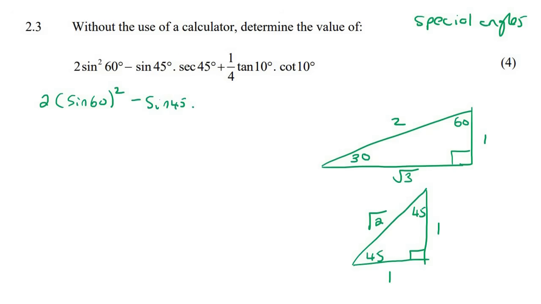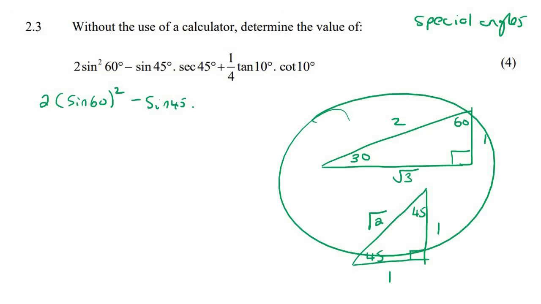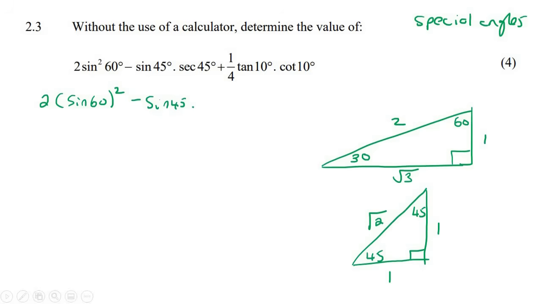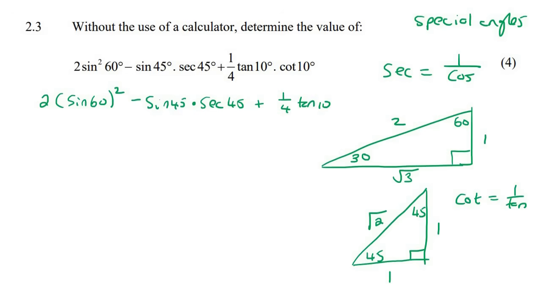Sec 45. Now we don't have sec on these triangles, because we usually just use sin, cos, and tan, but you must remember that sec is 1 over cos. Okay, so sec is 1 over cos. So I'm going to change this to 1 over, well, no, we can actually just leave it as sec 45. That's fine. And then a quarter tan of 10, and then just remember cot is 1 over tan. Okay, so we will change that one just now.